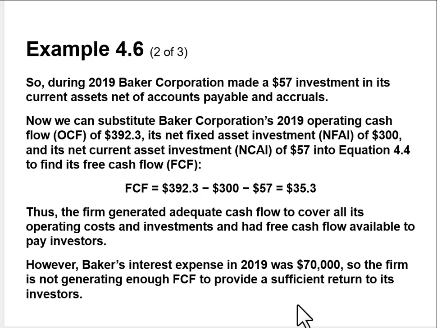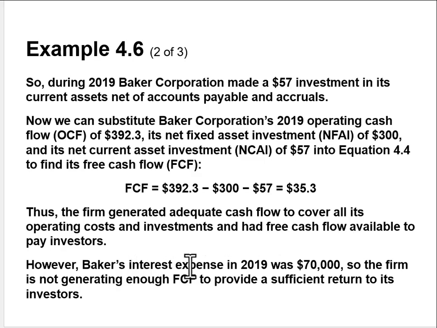So what is the free cash flow of Baker? Take the operating cash flow that we calculated, 392.3, subtract out the change in fixed assets, subtract out the change in current assets. We end up with 35.3 as the free cash flow. Again, times 100,000, so it's $350,300. So they have generated cash flow to cover or to now attribute to its investors. So what does this mean? How well did we do?